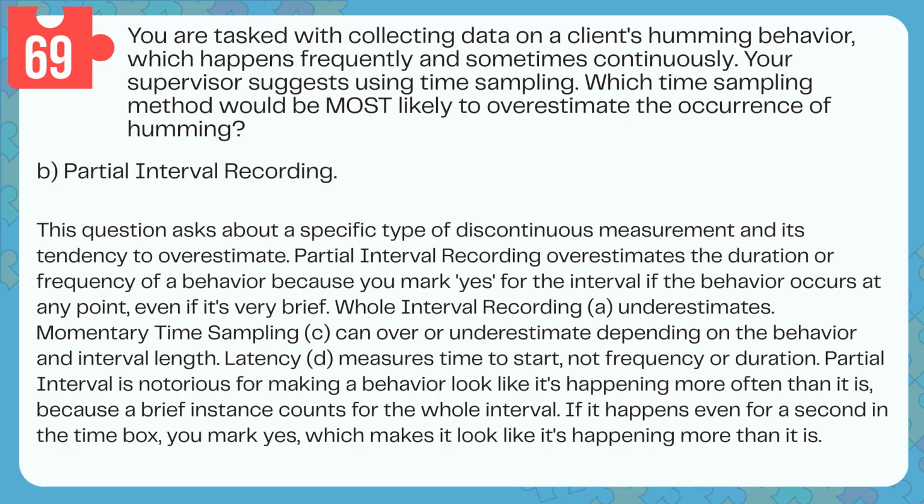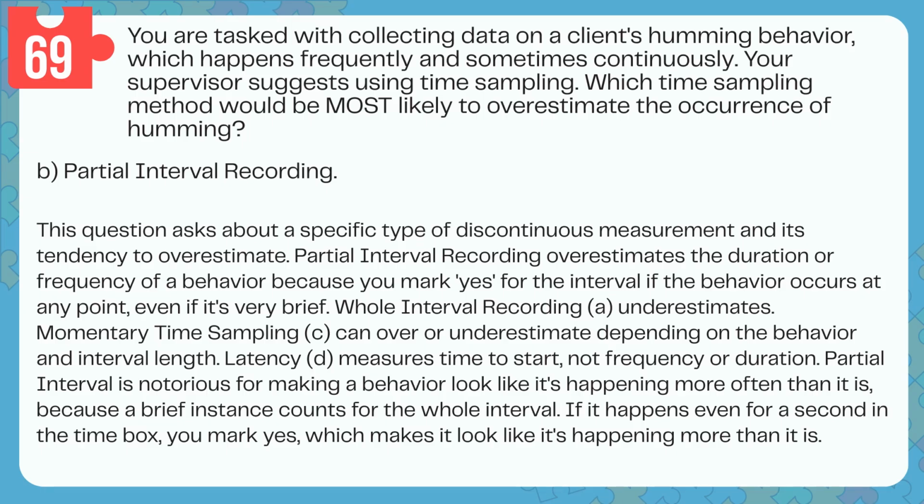Answer B. Partial interval recording. Explanation. This question asks about a specific type of discontinuous measurement and its tendency to overestimate. Partial interval recording overestimates the duration or frequency of a behavior because you mark yes for the interval if the behavior occurs at any point, even if it's very brief. Whole interval recording, A, underestimates. Momentary time sampling, C, can over or underestimate depending on the behavior and interval length. Latency, D, measures time to start, not frequency or duration.